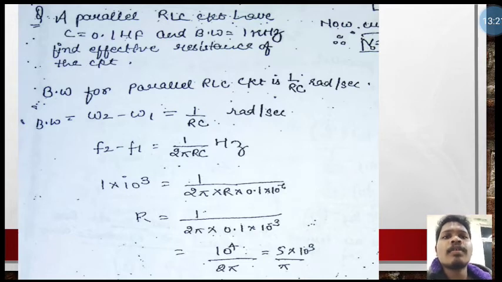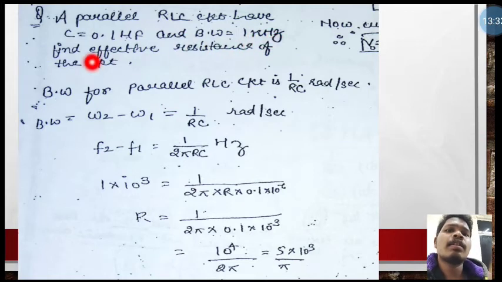Now this is another question. This is very simple. See, a parallel RLC circuit has a capacitance value of 0.1 microfarad and the bandwidth is given as 1 kilohertz, and it is asking about finding the effective resistance of the circuit. Okay, so the bandwidth is given and the capacitance value of the RLC circuit is given.